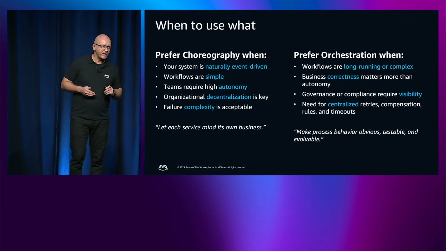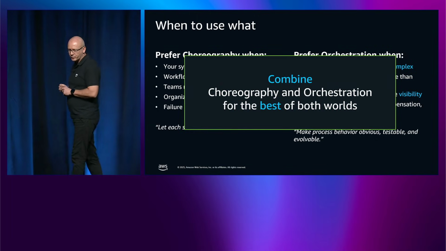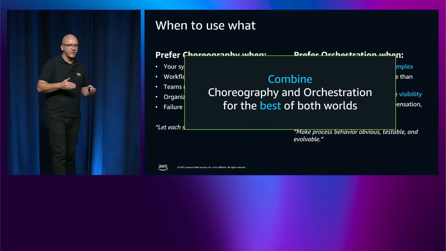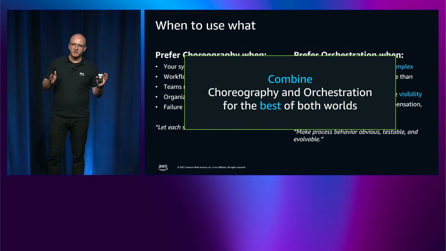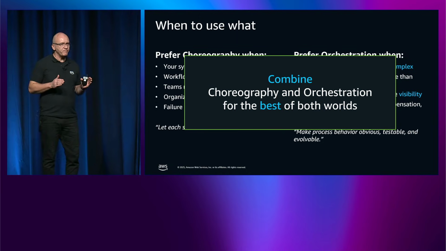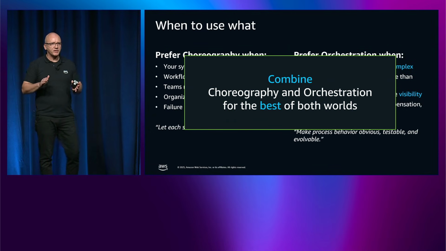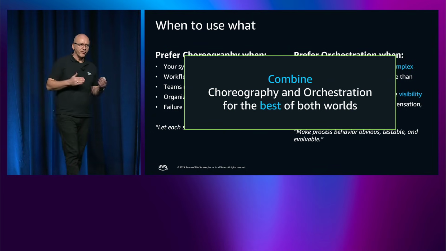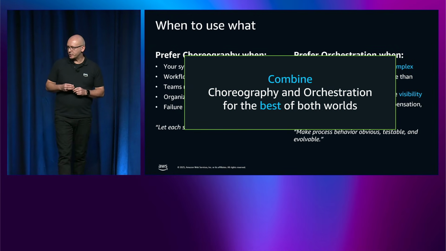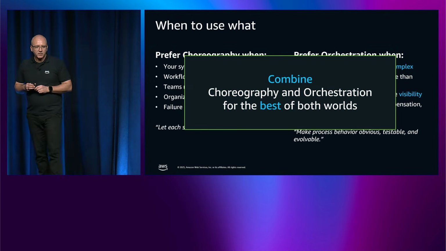My personal recommendation, however, is you use both. You can actually combine both approaches in the same architecture. In our example use case, I would use orchestration for everything that is related to payment and content unblocking, and I would use choreography for everything that is related to customer relationship management.